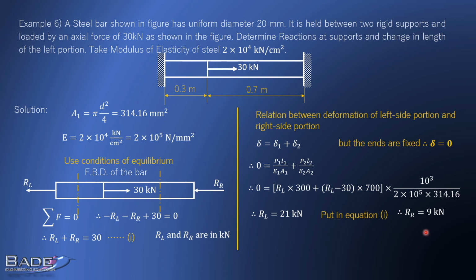We got positive answers. Positive answer means direction in the diagram are correct. RL is leftwards, correct. RR leftwards, that is also correct. When you write answer for reaction, you are asked to find reactions at supports. Write answer completely. RL is 21 kilonewton leftwards and RR is 9 kilonewton leftwards.